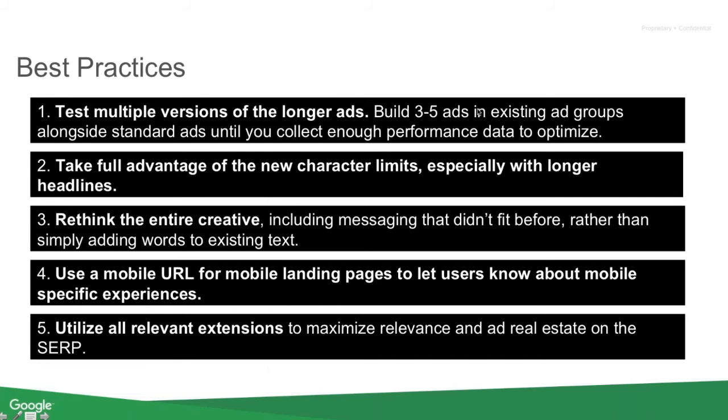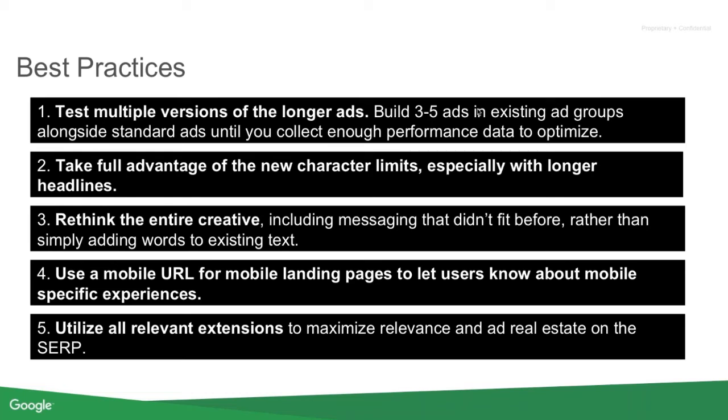Now let's get into best practices. Without turning this into copywriting 101, let's talk through some things to consider as you start to venture out and test on your own the new format. First and foremost, make sure you're testing multiple versions of the longer ads, but also do so by building these ads, and we recommend around 3 to 5 on average, building these ads within your existing ad groups alongside your standard ads, which means we recommend that you don't necessarily pause your standard ads right away, at least until you've collected enough performance data to optimize and really understand which messaging is really hitting notes for your users and your customers.